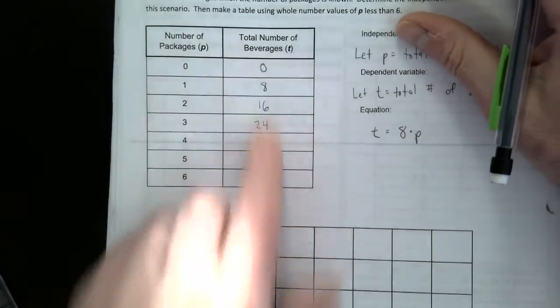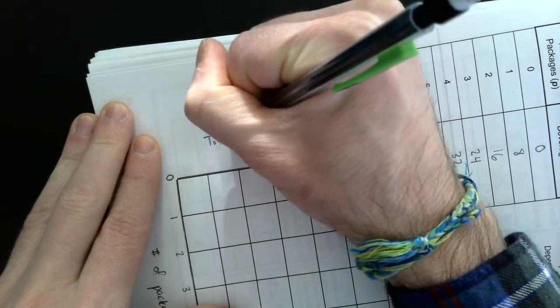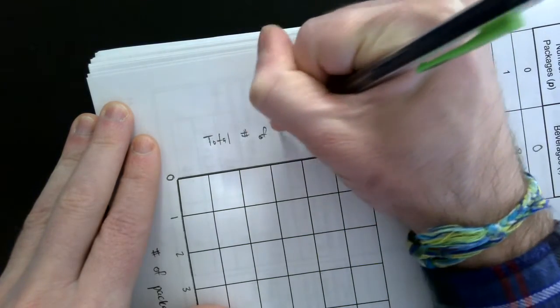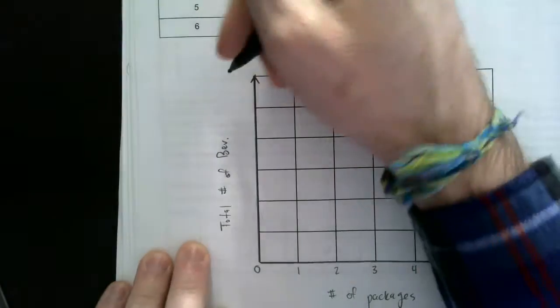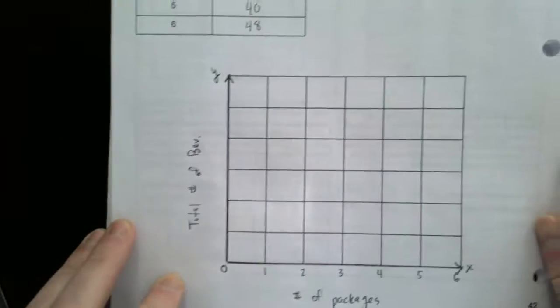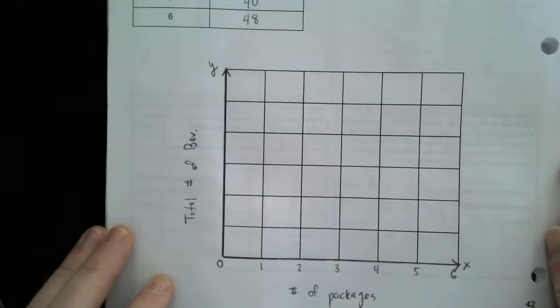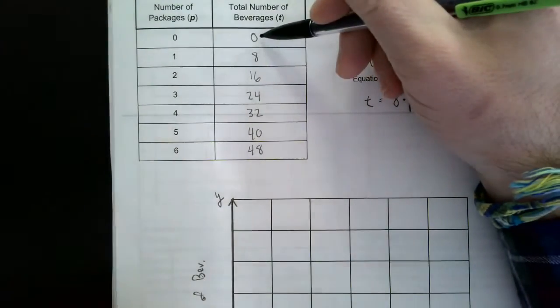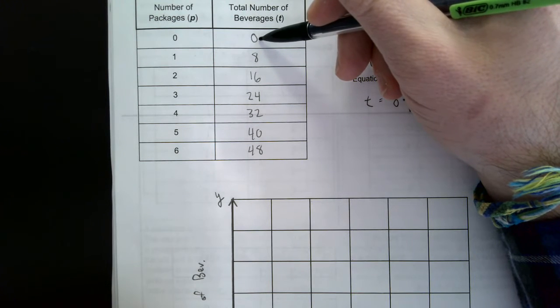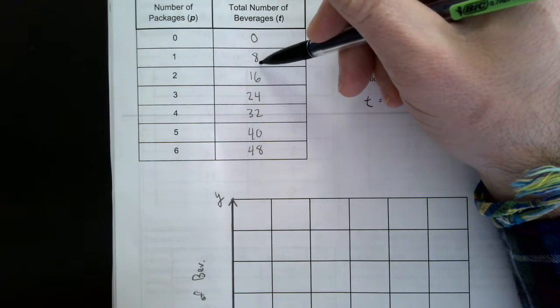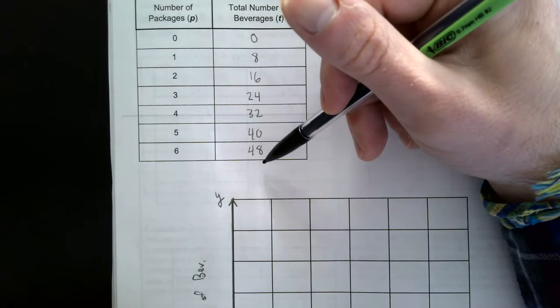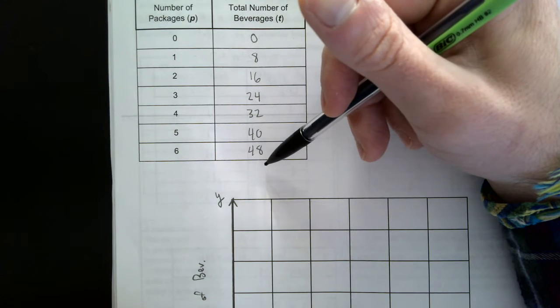Our y-axis is going to be the output, total number of beverages. So you have total number of bev. And this again is our y-axis. That's where our output goes. Now these aren't going up by ones. These are actually going up by 8. So it might make sense to go up by 8 in our graph. We can also go up by 10 because it's easier to count by 10s.